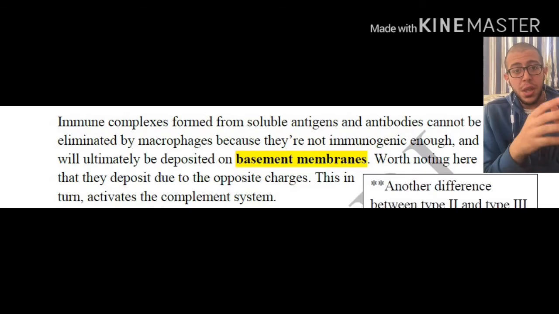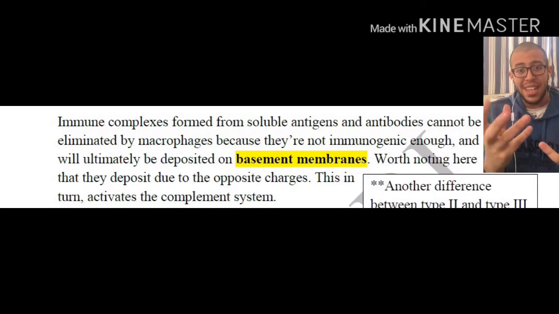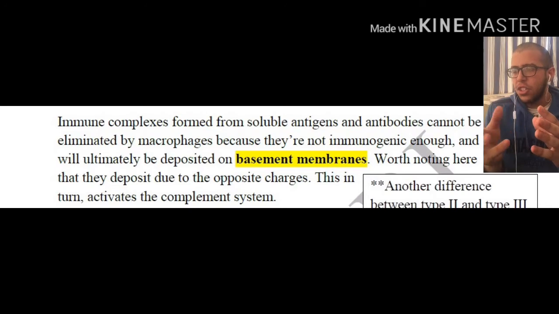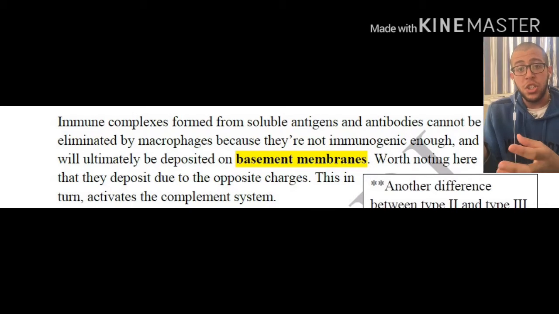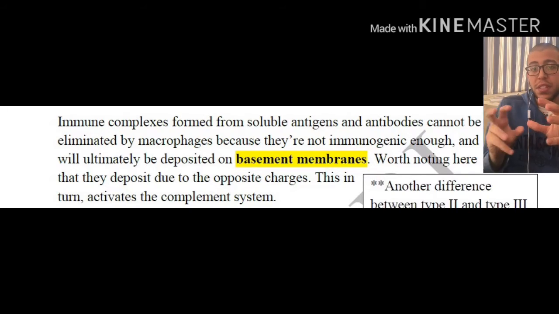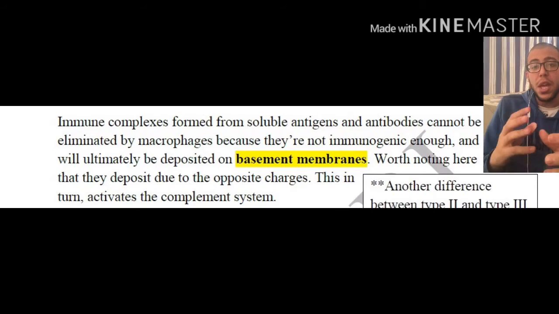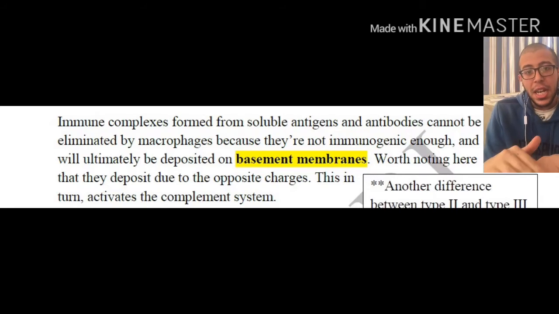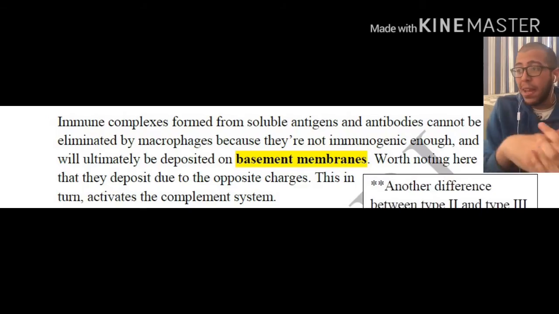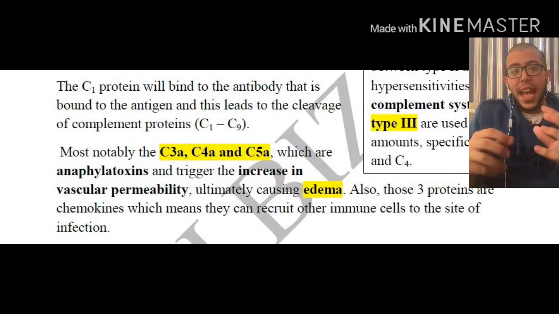Recall that the macrophages are the white blood cells, or the cells that are present inside our body that are responsible for the removal of the debris. And essentially, when they are not going to be able to remove these immune complexes, they're going to be present in a very large number of cells. Now, why is this also important? It's because since they're not immunogenic enough, these macrophages will not be able to capture them, and they will ultimately deposit at the basement membrane of our cells. Now, it's worth noting here that they deposit due to the opposite charges. Essentially, they have a different charge to the basement membrane, and since opposites attract, they are going to be binding to the basement membrane.